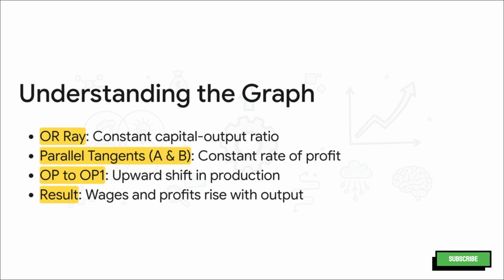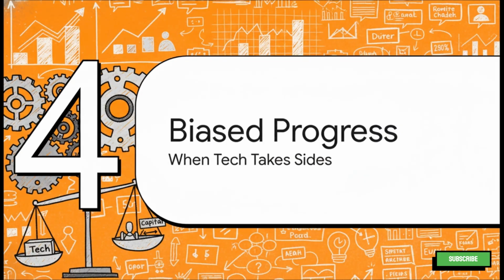The amazing result is that both wages and profits get to rise in direct proportion to that awesome increase in output. But let's be real, progress isn't always so neat and neutral, right? Sometimes technology clearly favors one thing over another. So what happens when technical change actually takes sides?